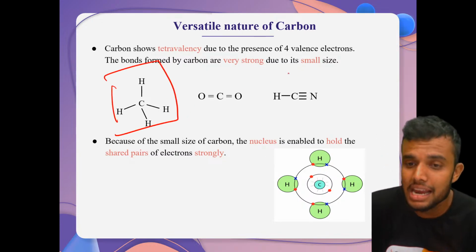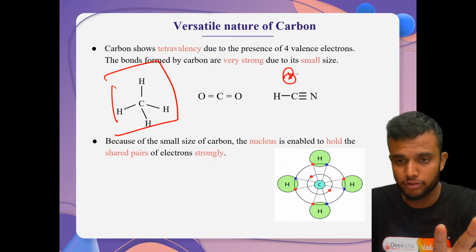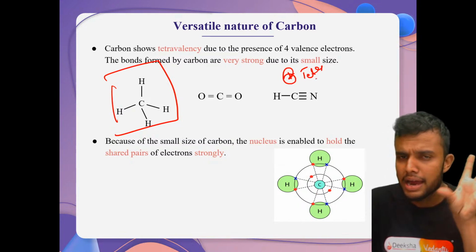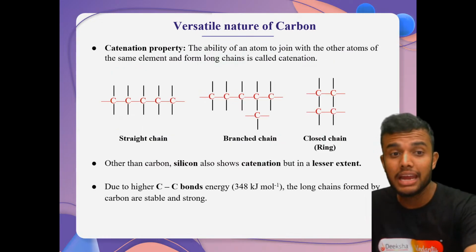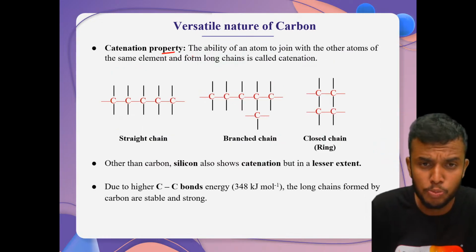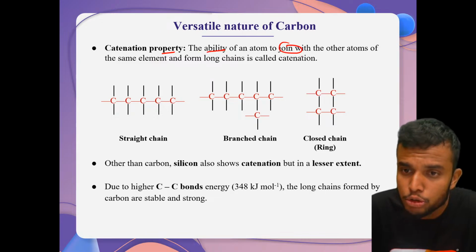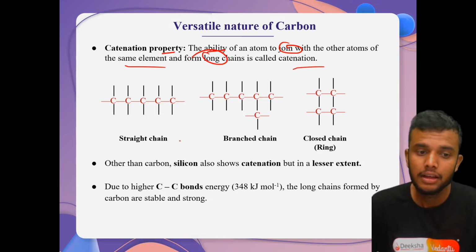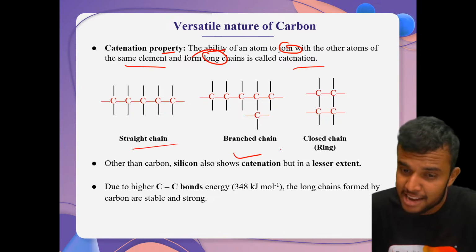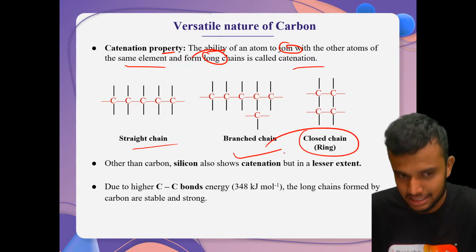In the versatile nature, we mainly discuss 2 properties. First is tetravalency, because carbon has a small size and its valency is 4. The second is the catenation property, which I already explained. The ability of an atom to join with other atoms of the same element and form long chains is called catenation. It may form straight chains, branched chains, and closed ring chains.